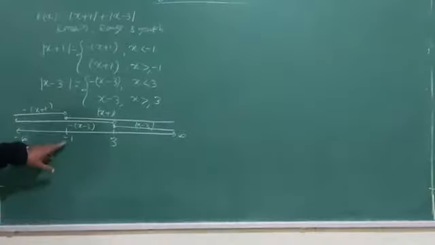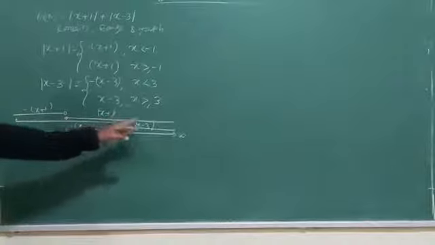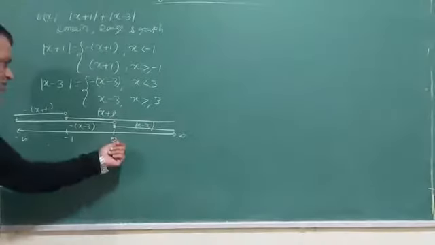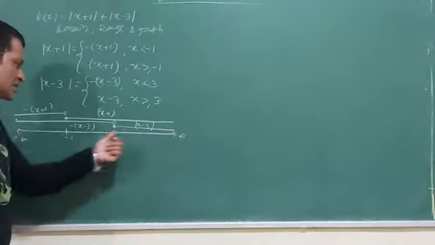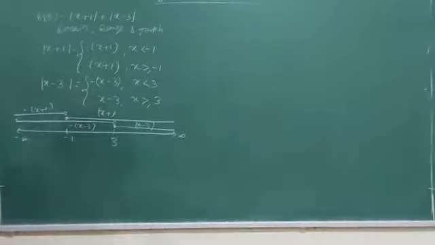Clearly you can see that minus 1 is the partition value for mod x plus 1. Left hand side it is negative, right hand side it is positive. 3 is the partition value for x minus 3. This side it is positive and here it is negative. Now first I have to generate the function.